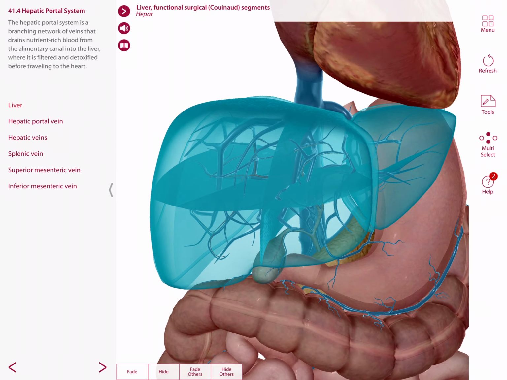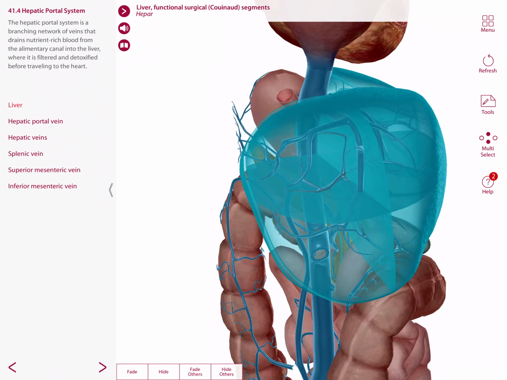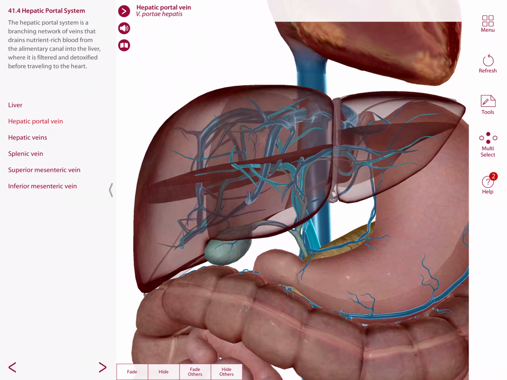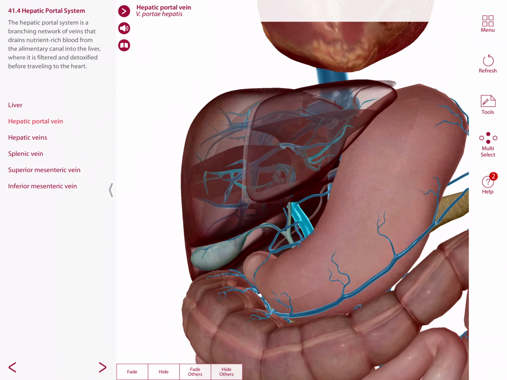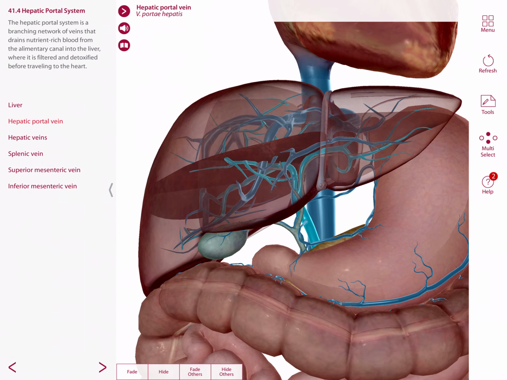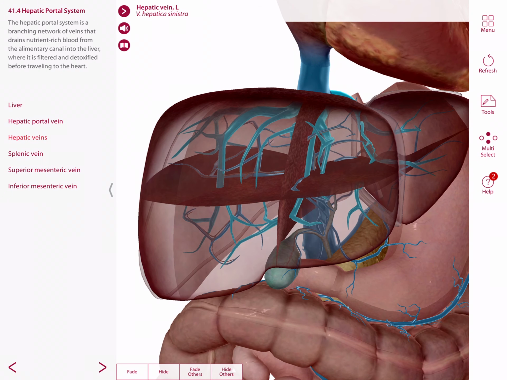So there's our liver right there. You can see they've got it divided into all of those different segments. Here's the hepatic portal vein. The hepatic portal vein is a network of veins coming from the alimentary canal, sending the nutrient-rich blood into the liver. Once we get to the liver, that blood needs to continue on to the heart, and from there we'll use the hepatic vein.